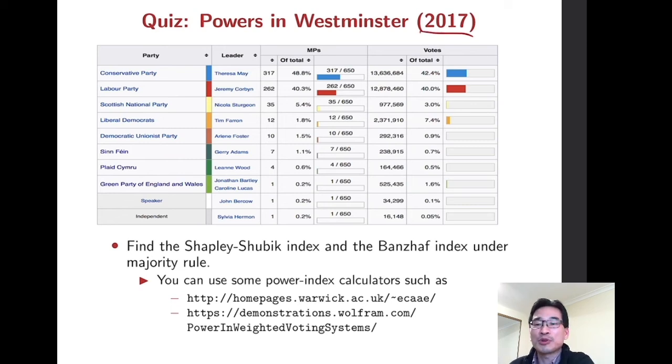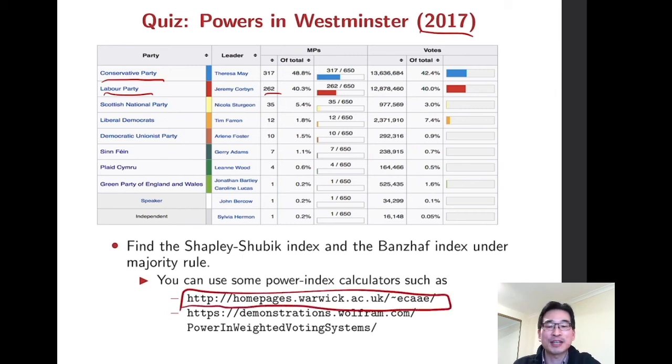So at the time, the Conservative Party held 317 seats, and the Labour Party held 262, and so on. For such a large number, of course, you can write a program by yourself, but there are lots of power index calculators you can use. So this one is a particular website you can use as the calculator. Using this, you can find the Shapley-Shubik power index and the Banzhaf index under majority rule.